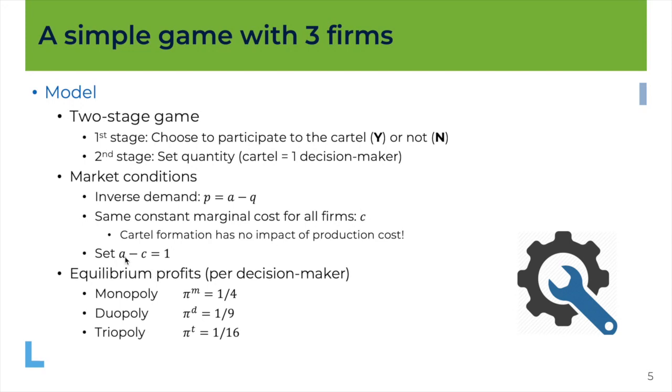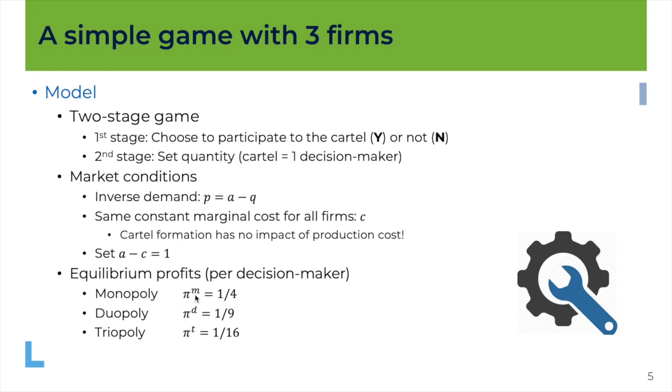In what follows, we set A minus C equal to 1 just to make our computations a bit more simple. Now on the market, we will assume that there is Cournot competition among independent decision makers, and I let you check that under a duopoly, if there are two decision makers, each decision maker will make the duopoly profit 1/9. If the three firms remain independent, we have a triopoly, and the profit of each firm would be 1/16. And if they are all in the cartel, then it's a monopoly.